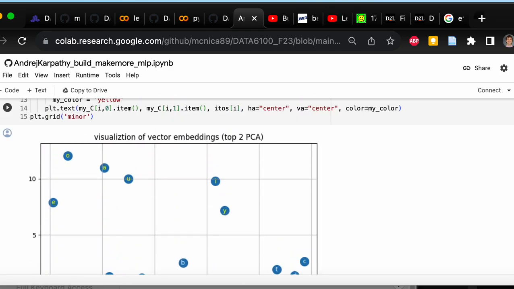And again, this is only the input embedding, right? So all the stuff about the output is not here. This is just the vector embedding of the input. But you can see, for example, the vowels are very clearly separated. A, E, I, O, U is on top.